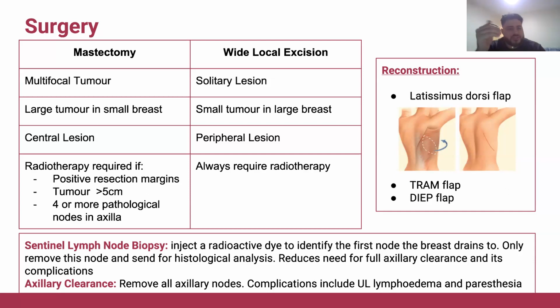So some of these criteria make sense. You'd be considering a wide local excision, for example, if it's just a solitary lesion, if it's peripherally located, and if it's a small tumor relative to the breast, it's easier to just remove the lump and try and preserve the breast as much as you can. But a mastectomy, you'd be more interested in doing that if the lesion is centrally located, if it's a multifocal lesion, so there are many lesions that need removing, and if it's also a large tumor relative to a small breast. So it becomes very difficult to just preserve the breast tissue in that instance.